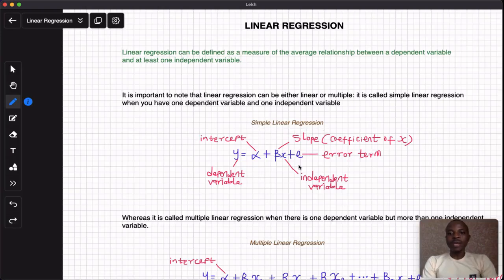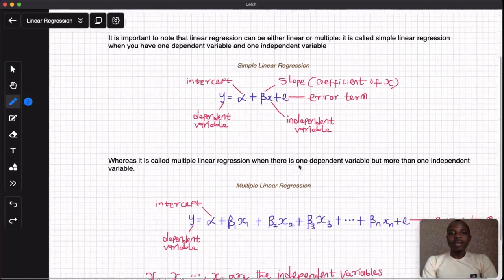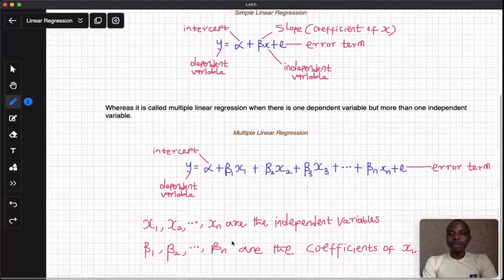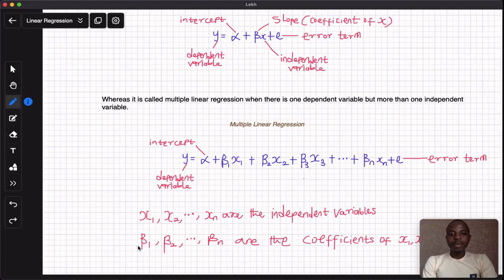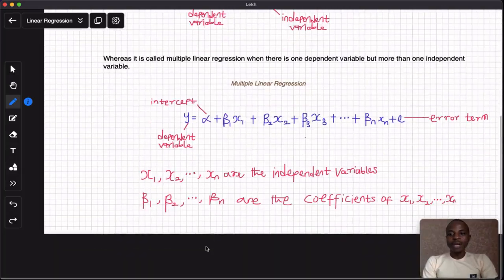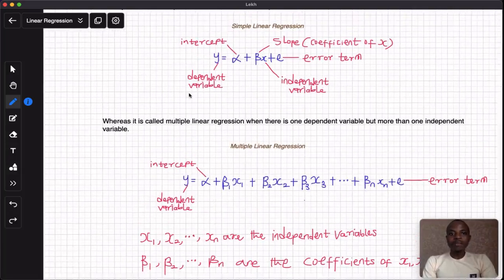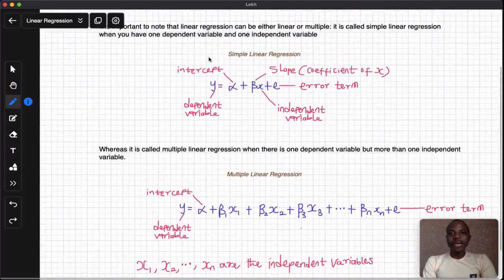But in a situation where you have more than one independent variable, so say x1, x2, xn, whereas you have just x here, you have x1, x2, and it continues like that until you don't know what n may be. So n may be 9, n may be 20, n may be 100. So x1 to xn are the independent variables, and we have the coefficient of x1, x2, and xn. All right, now going back to this simple linear regression, you have just one independent variable.